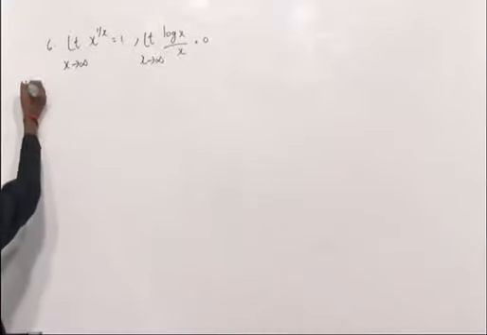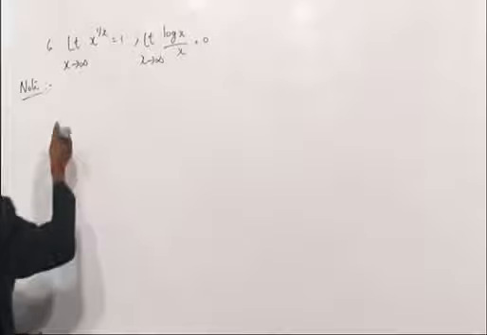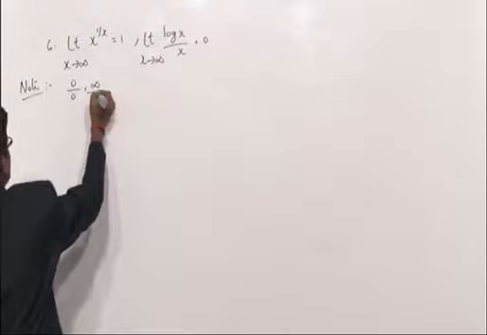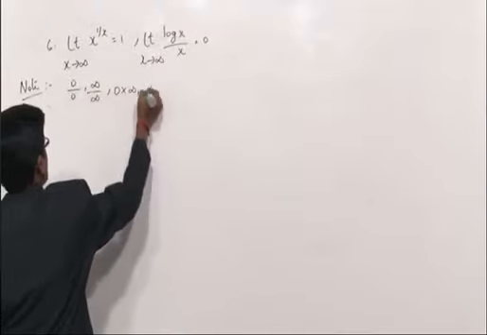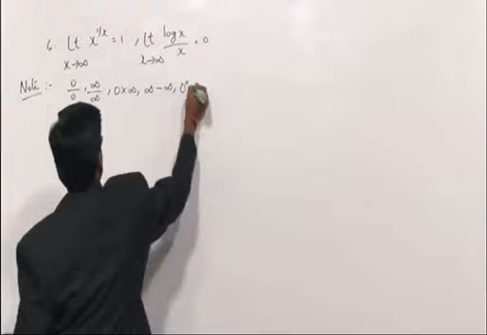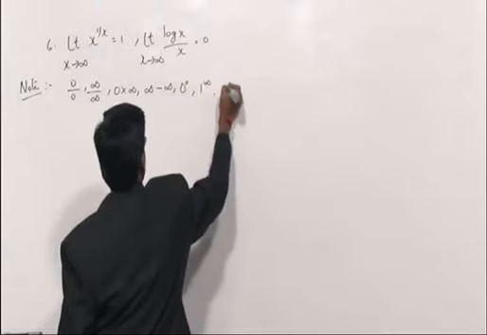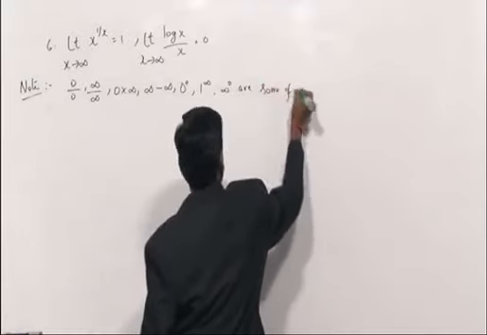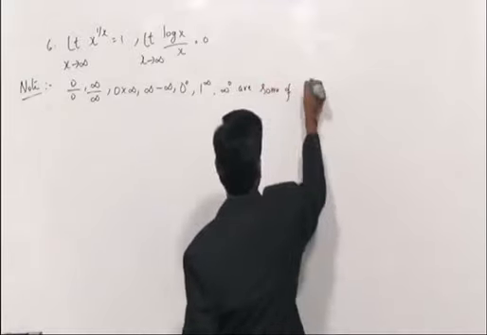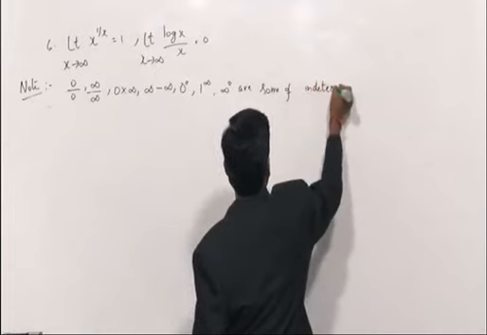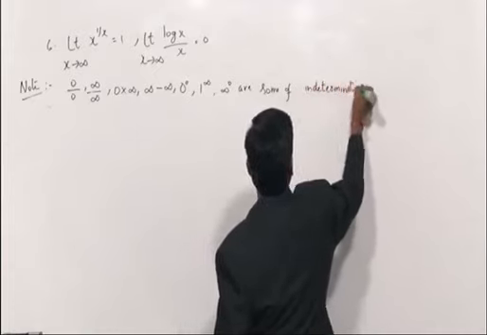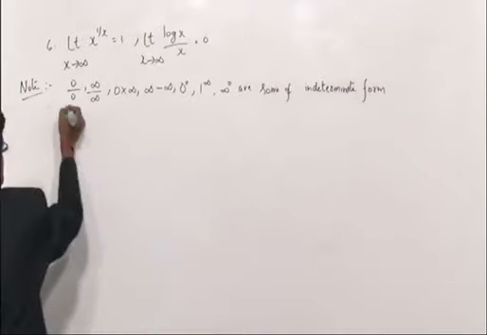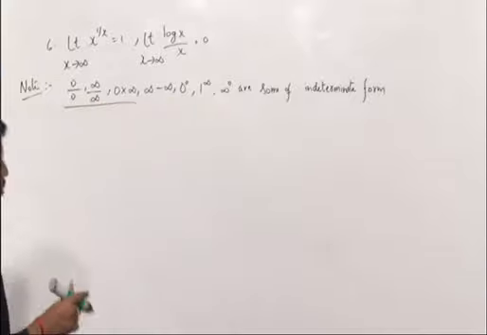Next, while finding limits, you may get indeterminate forms: 0 by 0, infinity by infinity, 0 into infinity, infinity minus infinity, 0 power 0, 1 power infinity, infinity power 0, or some of these indeterminate forms. We cannot determine the answer directly. There is a procedure. For this, the scientist L'Hospital invented the procedure.